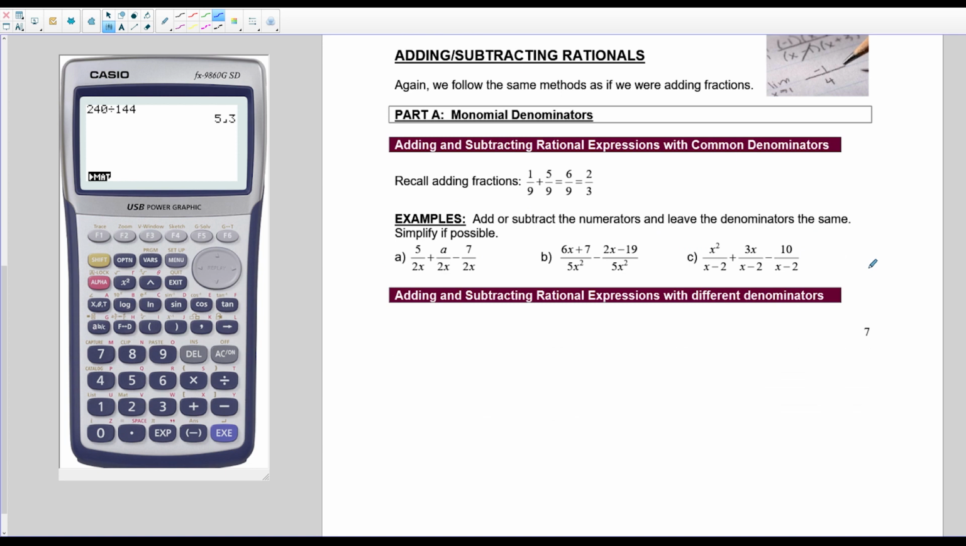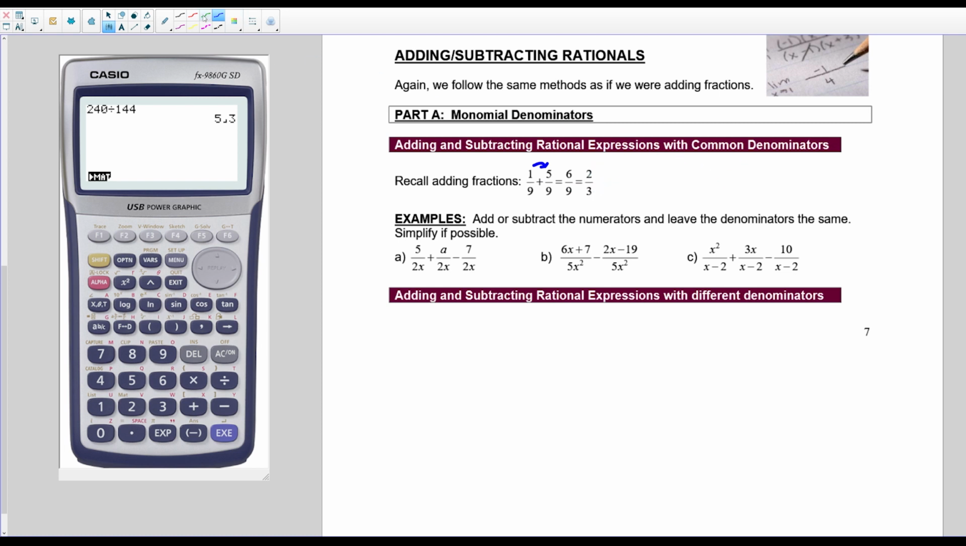Moving on into adding and subtracting rationals, we just need to make sure that we're following the exact same methods as if we were just adding fractions. So you can see here in this example, if we have 1/9 plus 5/9, we simply add our two numerators together. 1 plus 5 gives us 6. The denominators stay the same, right? So the 9 just stays as the 9. So we end up with 6/9, which can be simplified into 2/3.